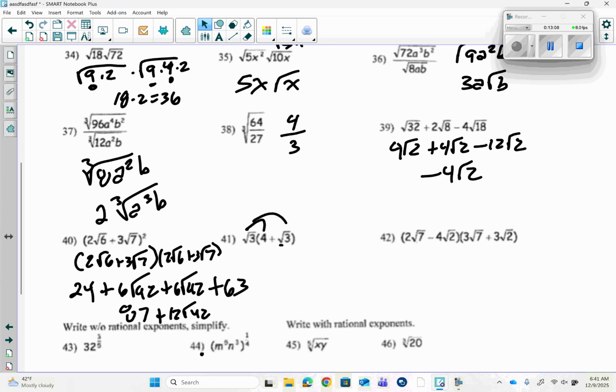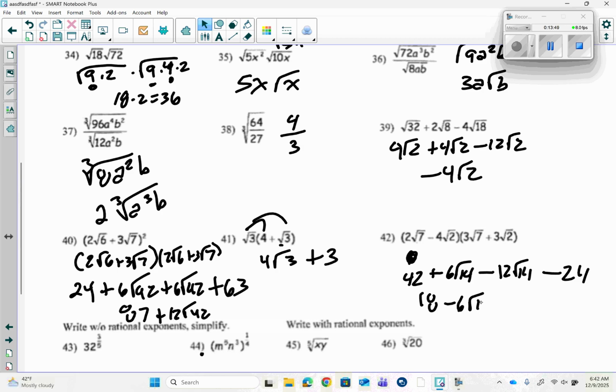If I distribute here, that's going to give me 4 root 3. Root 3 times root 3 is root 9. Root 9 is 3, so that one's done. If I FOIL this one, I'm going to get 6 root 49. Root 49 is 7, so that's going to give me 42 because 7 times 6. Then outside, that's going to give me 6 root 14. 14 is not going to break down. And then inside, I'm going to get 12 root 14. And last, I'm going to get negative 12 times root 4. Root 4 is 2, so that's minus 24. So 42 minus 24 is going to give me 18 minus 6 root 14.